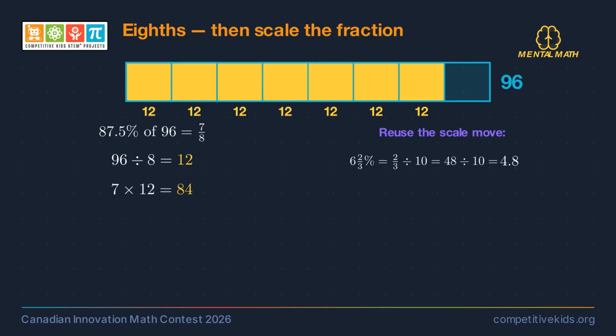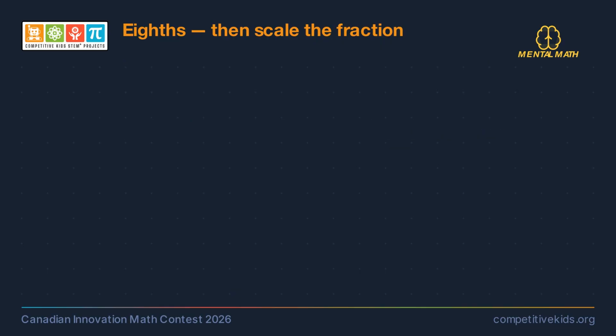6 2/3% is 2/3 divided by 10. That is 4.8. 133 1/3% is the whole plus 1/3. That is 96. And 87.5% is the whole minus 1/8. That is 84 again. The plain method agrees.